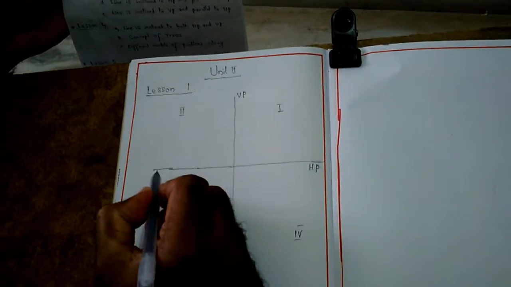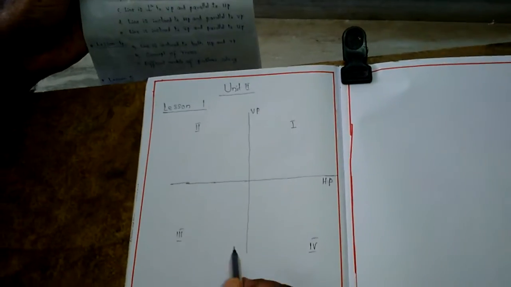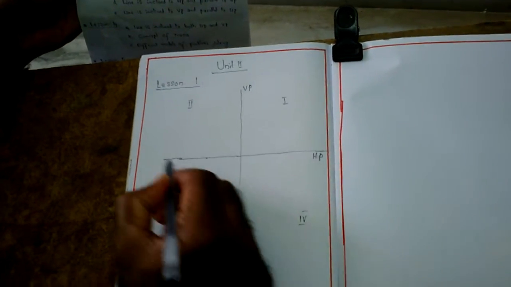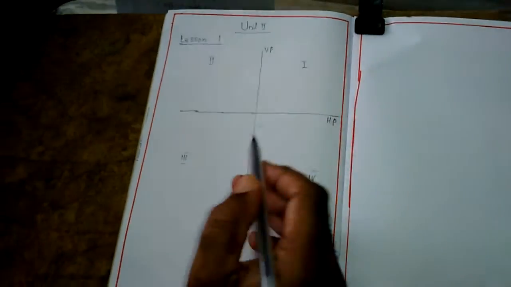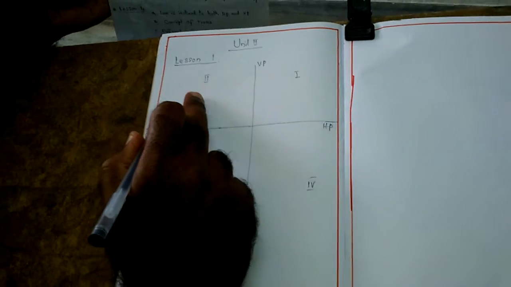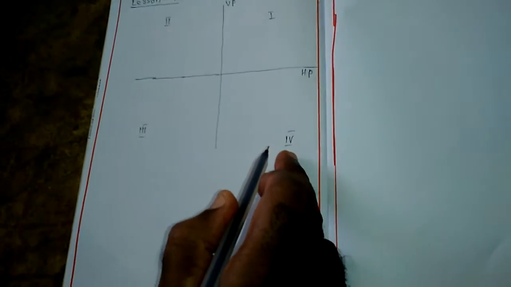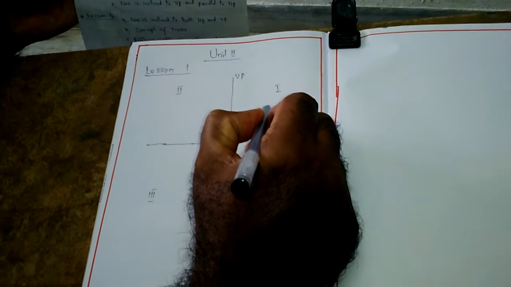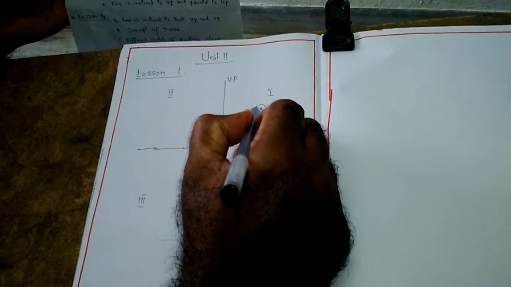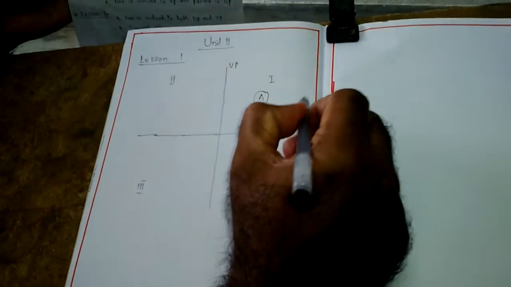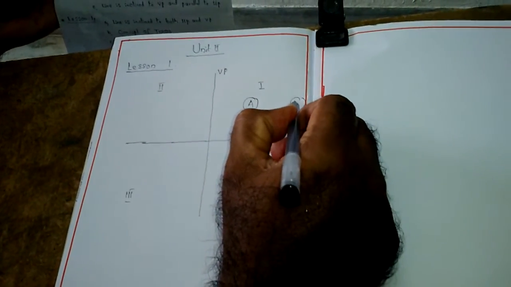So what do you mean? HP and VP both are called principal planes. With respect to these principal planes, now we want to explain what we mean by first angle, what we mean by third angle, and in the same way what is meant by second angle and what we mean by fourth angle. Suppose there is an object, suppose the object is placed here, this is called the object, and here you are the observer.